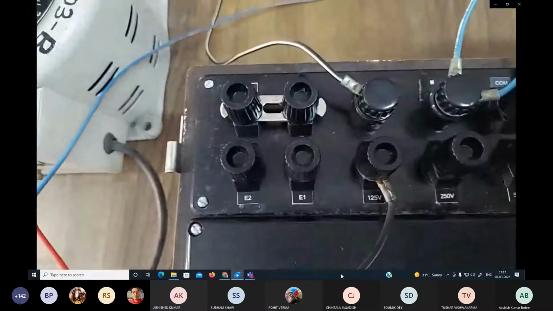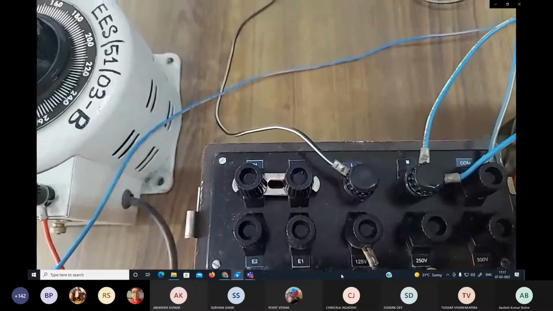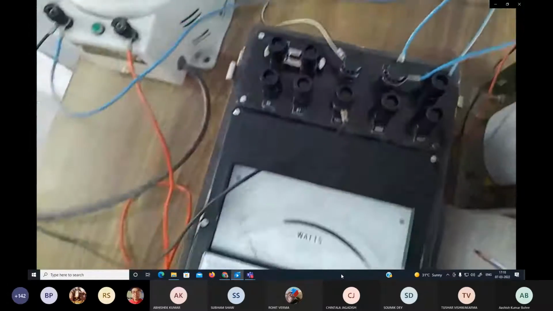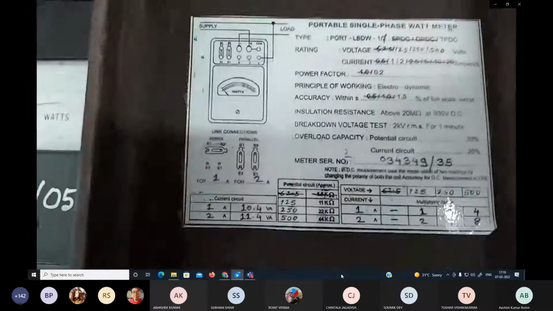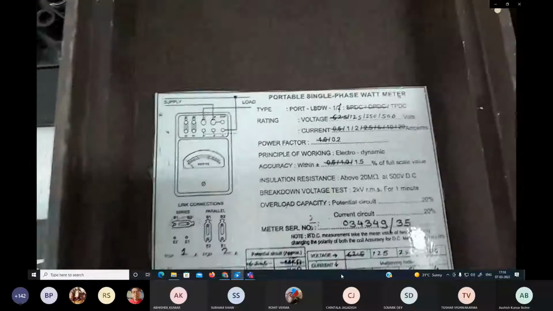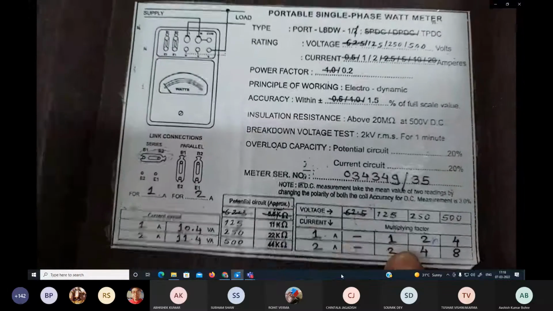Voltage also, you see that there are two voltages, 250 and 125. So based on that, we have to decide the multiplying factor. So we have to see the nameplate. You see here it is written multiplying factor. I think it is more clear now.